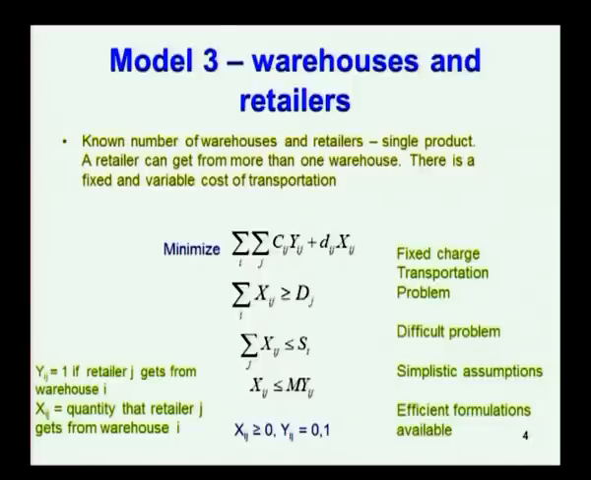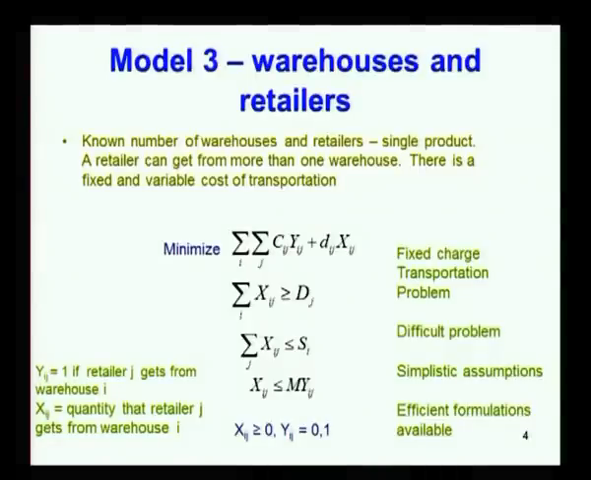So the important change is that there is a fixed and variable cost of transportation. Let me go back and explain this through this network. Now here we have a set of warehouses and then we have a set of retailers.